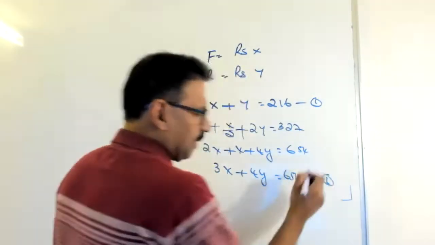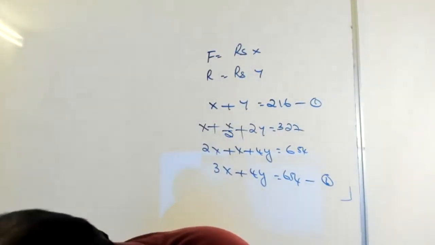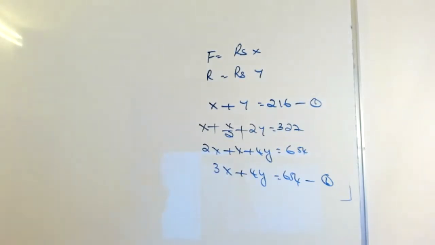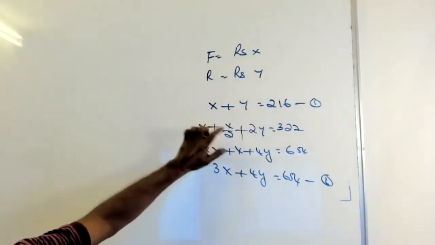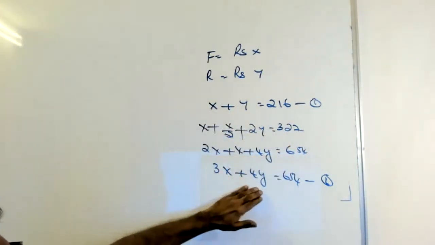Just before writing, just check how you form the equations. Everyone, just go through both equations. This is also a star question. The first one is one full ticket, one reservation charge, that is x plus y. The second one is one full ticket, one half ticket, two reservation, 327. I multiply by 2. We got 3x plus 4y equals 654.